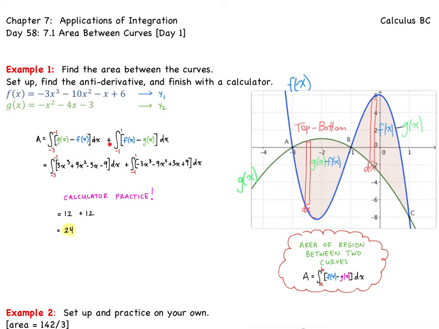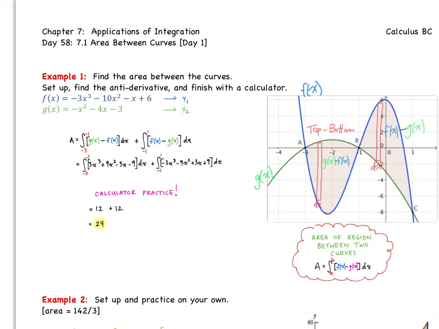Then we have to add that to the area of this second region, and that goes when x is -1 to +1. That's where it's enclosed. And this time it's f of x minus g of x. If we were to clean that up, g of x minus f of x would give us this polynomial. F of x minus g of x, all cleaned up, gives us this polynomial.